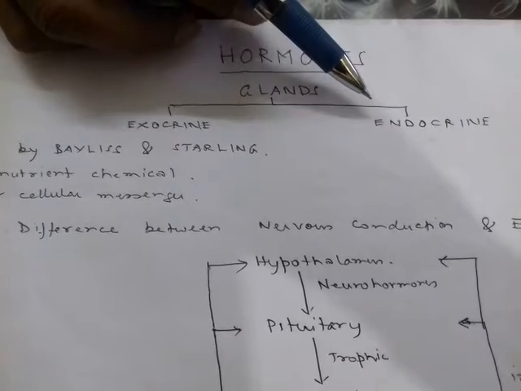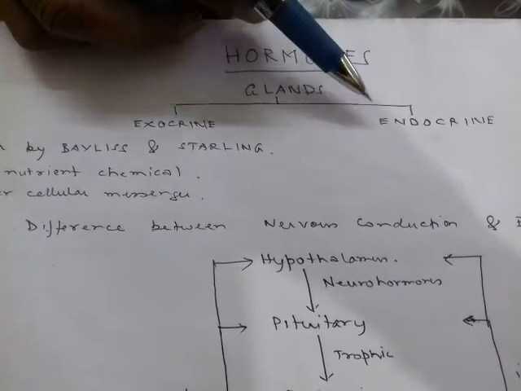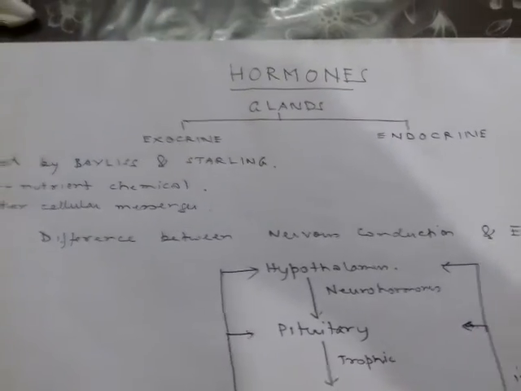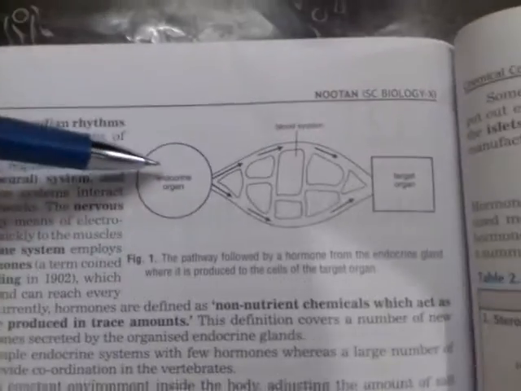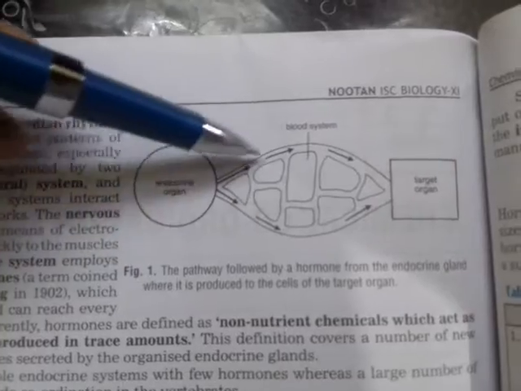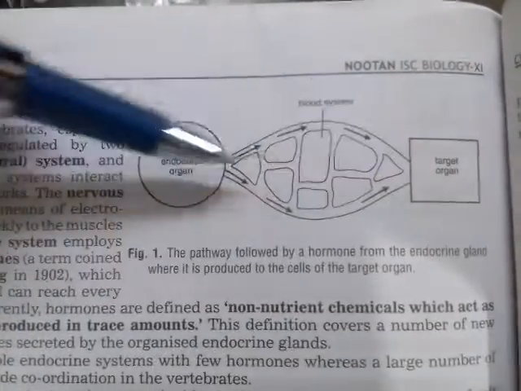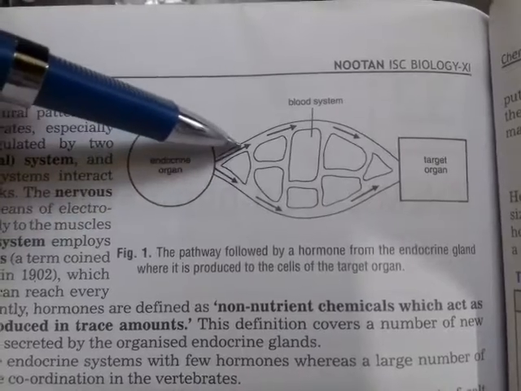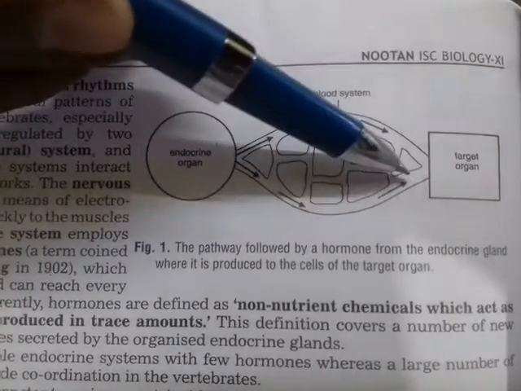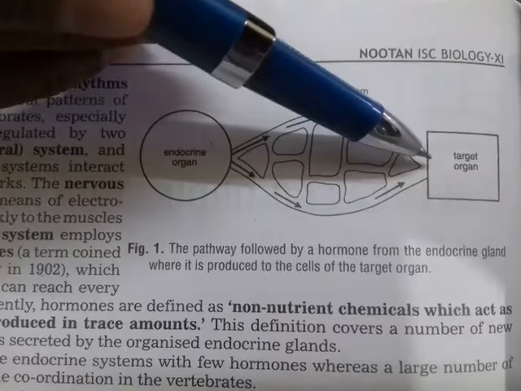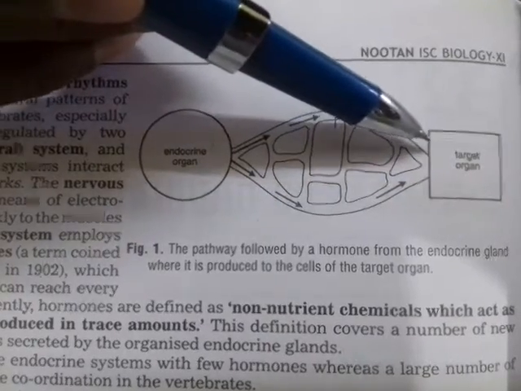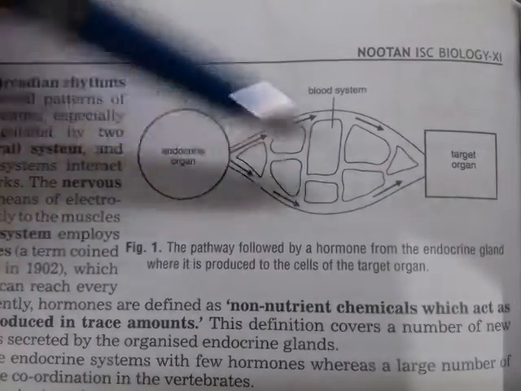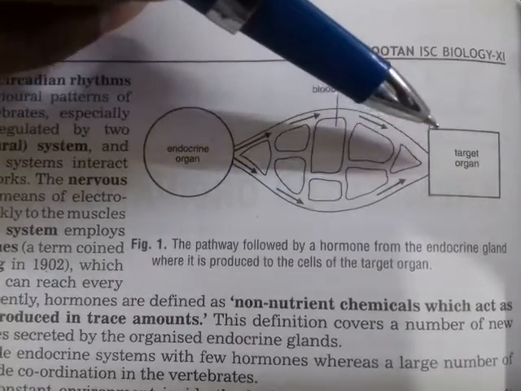hormones in the blood vascular system, which is carried to a target organ. You can see this particular diagram here. Just see this diagram. This is the endocrine organ and this is showing the blood vessels which are carrying to the target organ. So directly these glands secrete the hormones into this blood vessel and then they go to the target organ, which may be near it or which may be far away from the endocrine organ, where it goes and does its act.